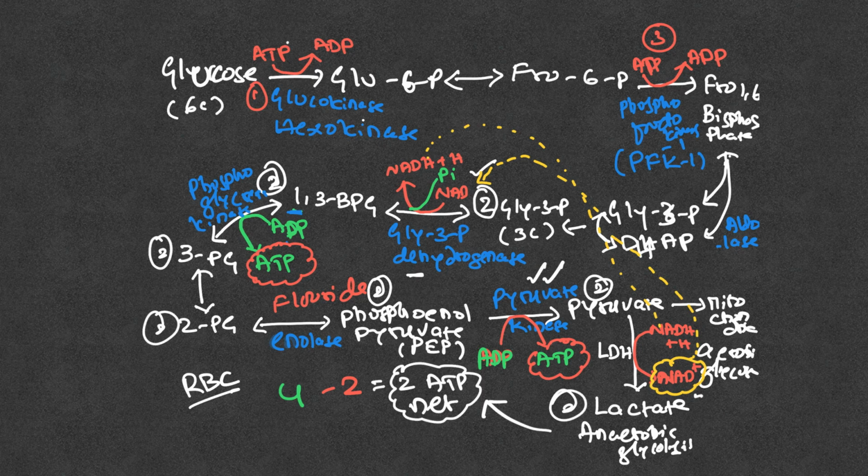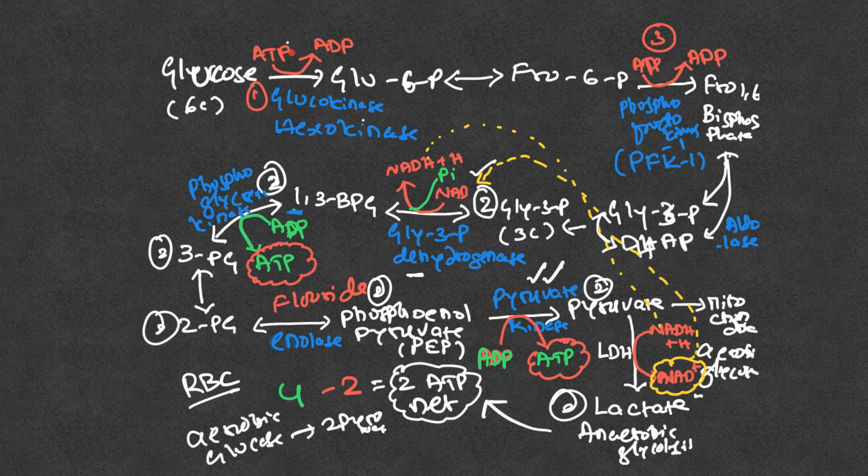Now let's see how many net ATPs you get under aerobic glycolysis. So let's move on to aerobic glycolysis. Aerobic glycolysis is the oxidation of glucose into 2 pyruvate in the presence of mitochondria and sufficient oxygen.